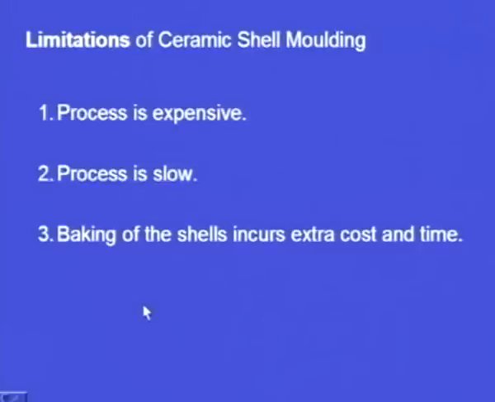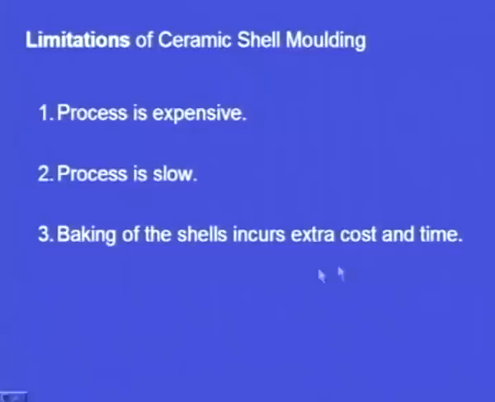Second one is the process is slow. Yes, we have to bake the shells for few hours. That takes time. We have to give repeatedly, we have to give coating, slurry coating and stucco coating repeatedly. That takes time. So that way the process is slow, and baking of the shells incurs extra cost and extra time. So these are the limitations of the ceramic shell molding.